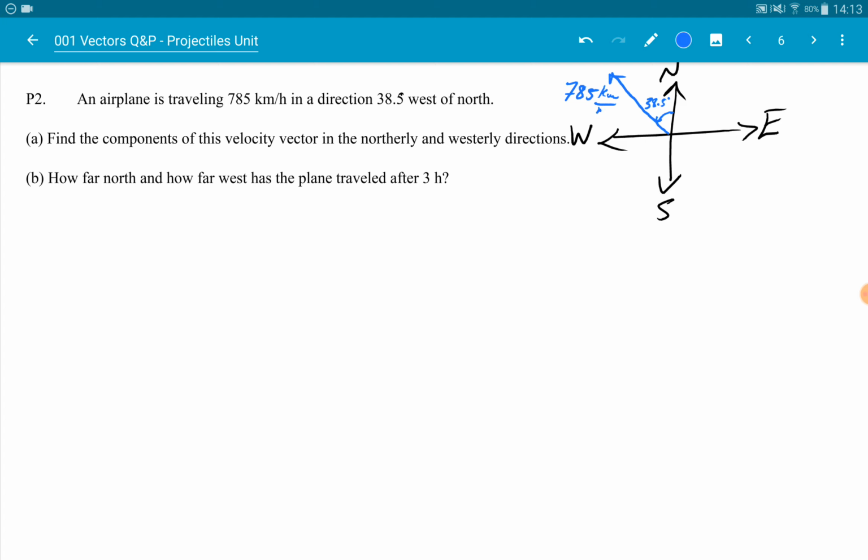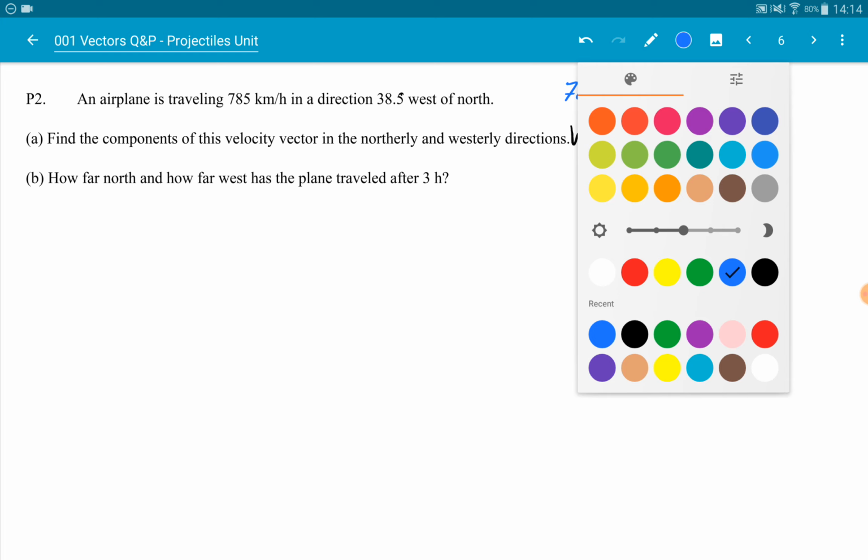Kilometers per hour. Great. Now, you might say, is that too fast for a plane? And I'd say, no, that's actually kind of a slow-moving plane. I wouldn't say slow, but medium-paced. If you were traveling on an international flight, you could be going 600, 700, 800 miles an hour. Kilometer is a shorter unit than even a mile. So anyways, moving on. Find the components in the northerly and westerly direction.